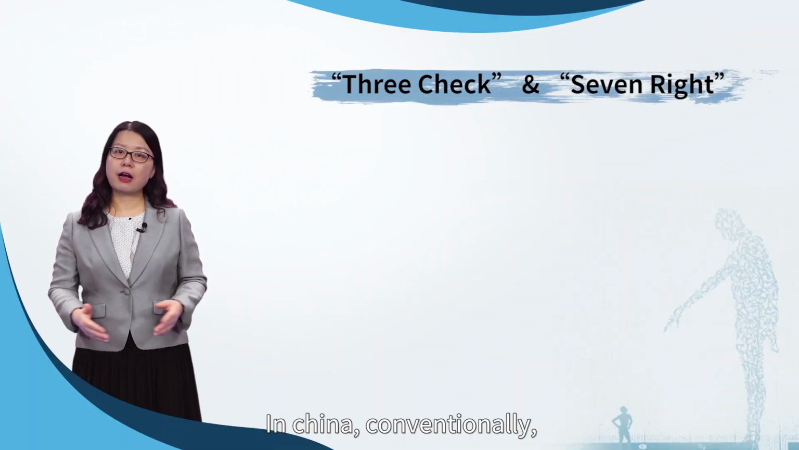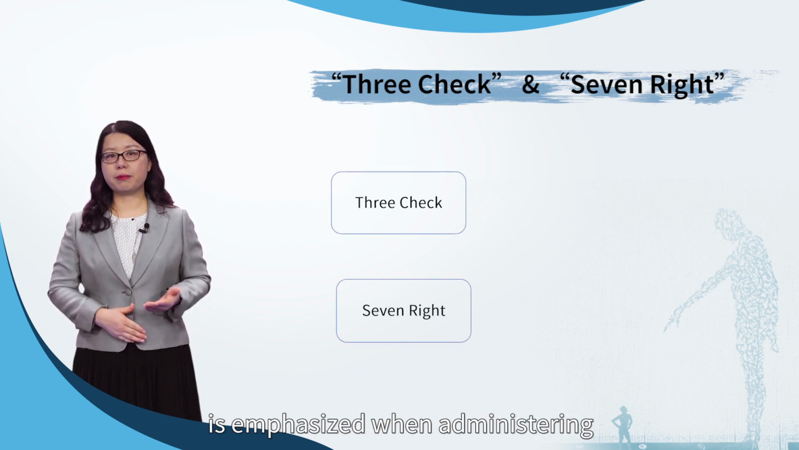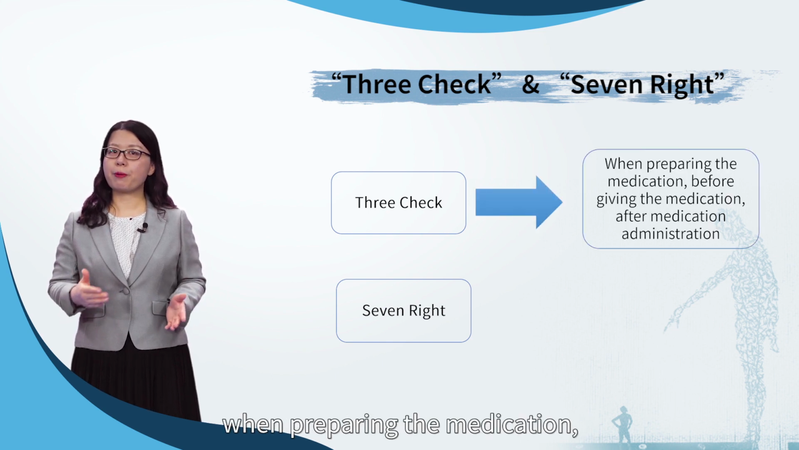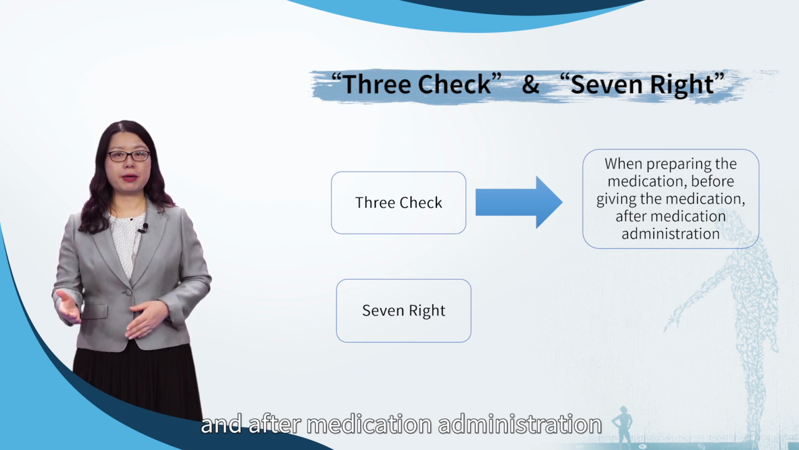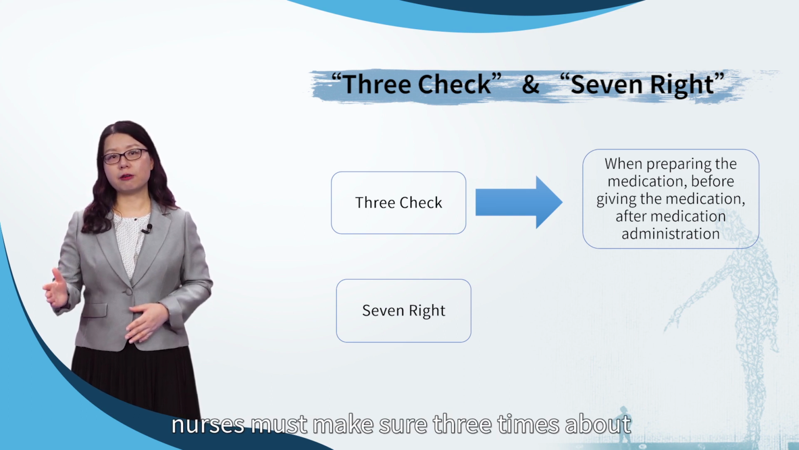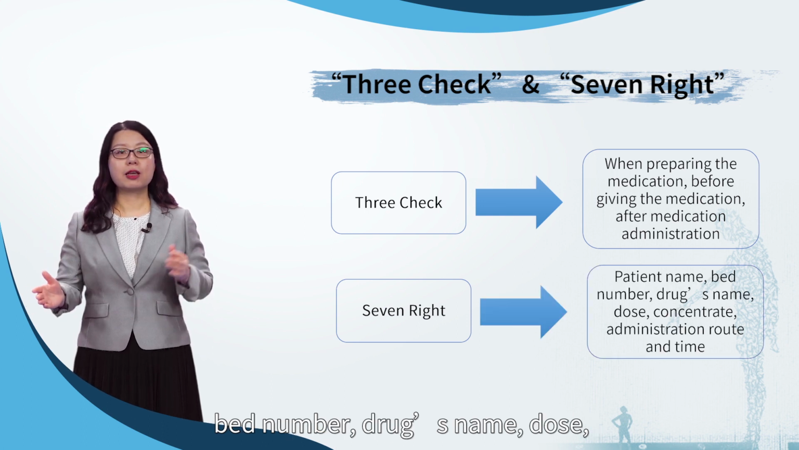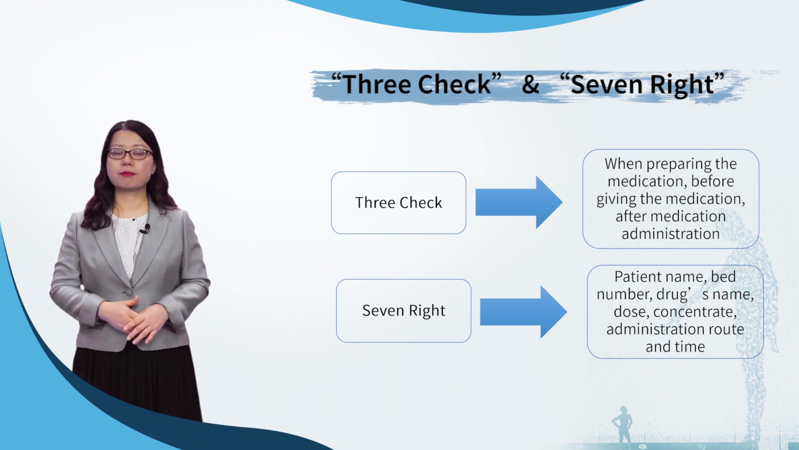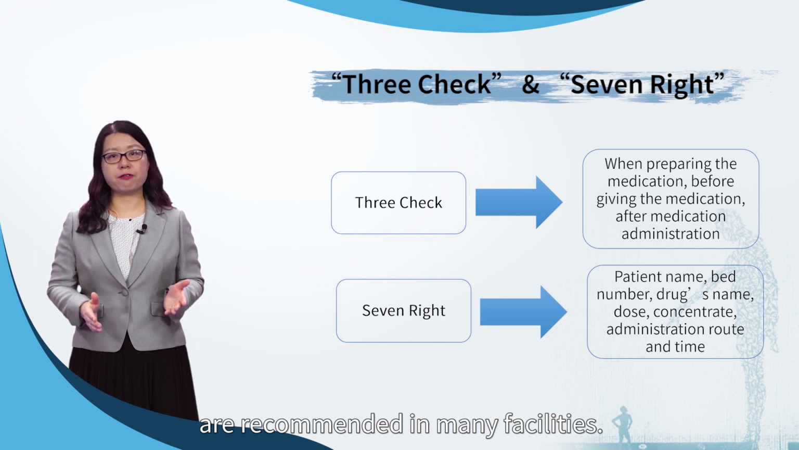In China, conventionally, 3 checks and 7 rights is emphasized when administering the medication. 3 checks indicates that when preparing the medication, before giving the medication to the patient, and after medication administration, nurses must make sure 3 times about being right of patient's name, bed number, drug's name, dose, concentration, administration route, and time. In addition, now 8 rights are recommended in many facilities.